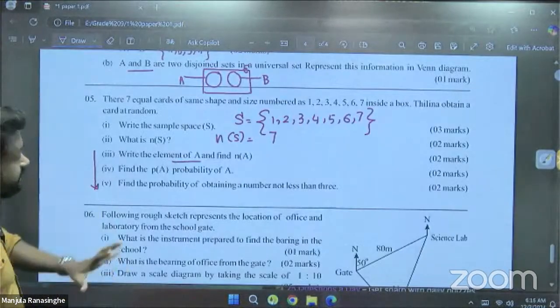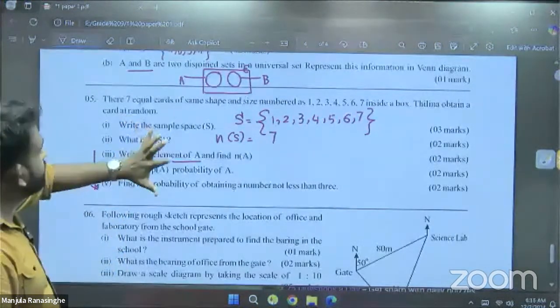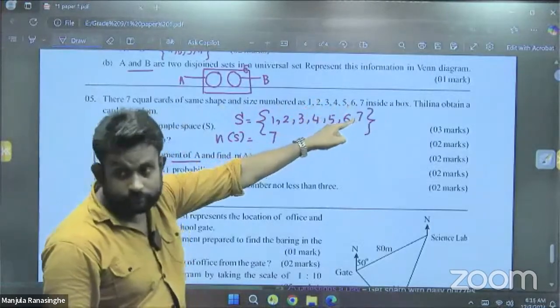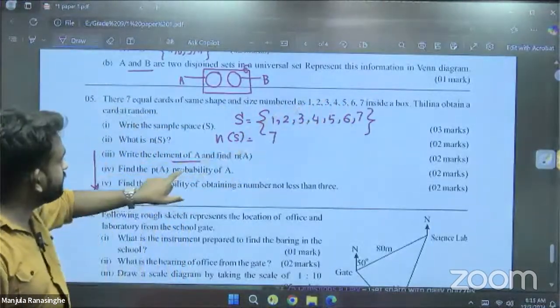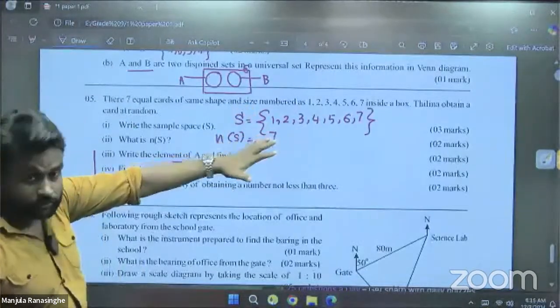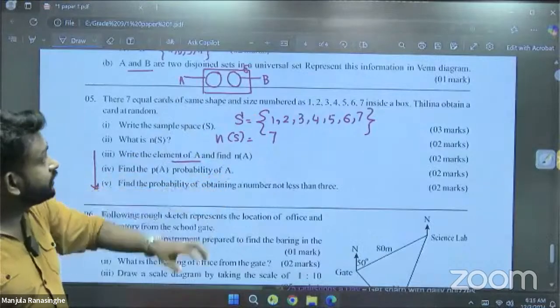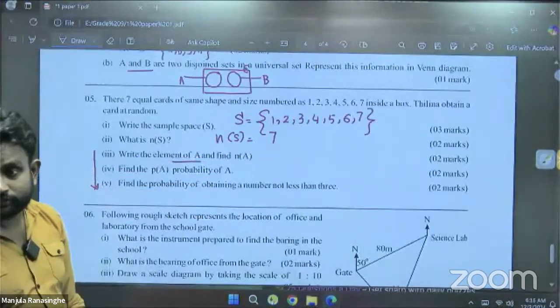Yes. Imagine if the event is an odd number, then take the odd numbers here: 1, 3, 5, 7. So in this example, n(A) means 4. Then P(A) means 4 divided by the total number of elements, 7. So likewise.